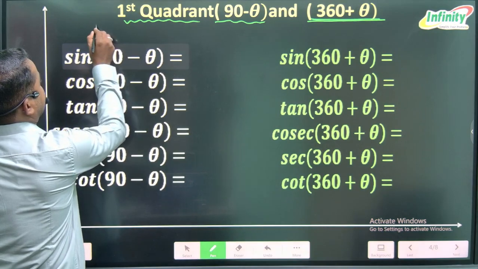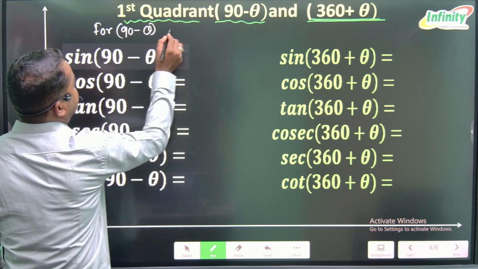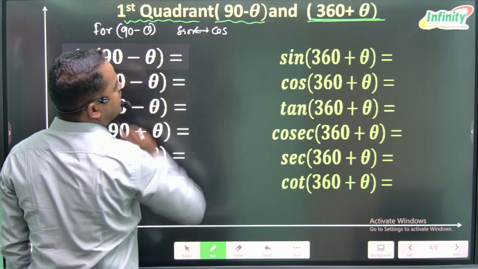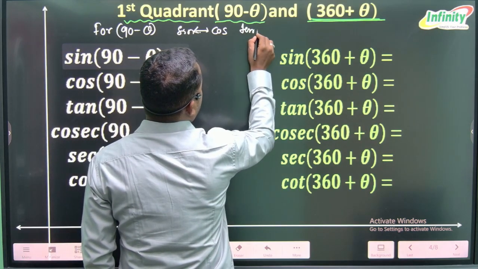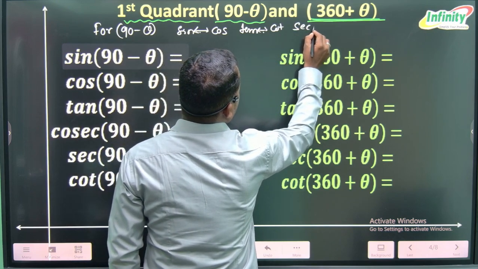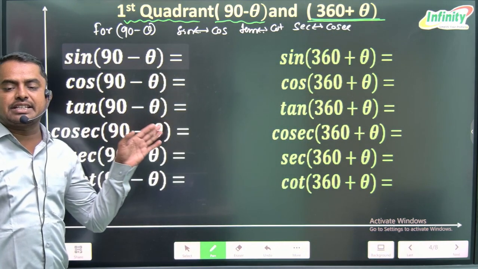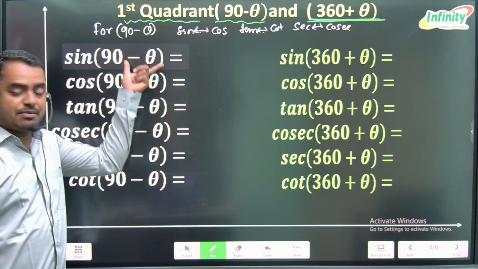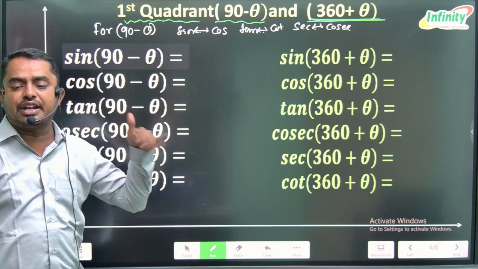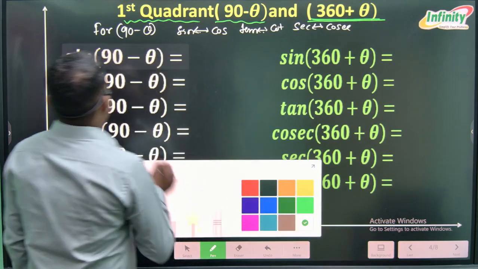For 90 minus theta, as I discussed in the previous slide, the function will change: sine changes to cos, cos changes to sine, tan changes to cot, cot changes to tan, sec changes to cosec, cosec changes to sec. 90 minus theta lies in the first quadrant, so first I am writing all the 6 formulas. It lies in the first quadrant, which means all trigonometric functions are positive here.